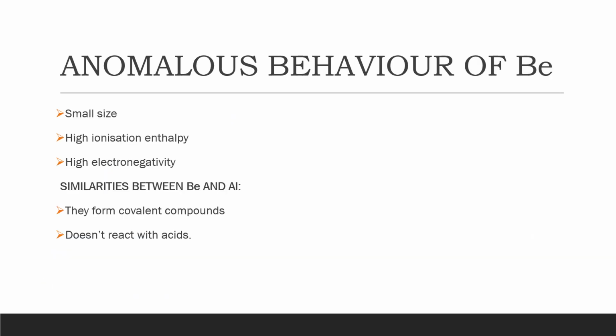Next is the anomalous behavior of beryllium. Anomalous behavior means some unique behavior, something different from other elements in its group. That is always the head element of the group. Like in group 1, the head element is lithium, and lithium had a different behavior compared to the other elements. Even beryllium is having it, because it's the head element of the group.